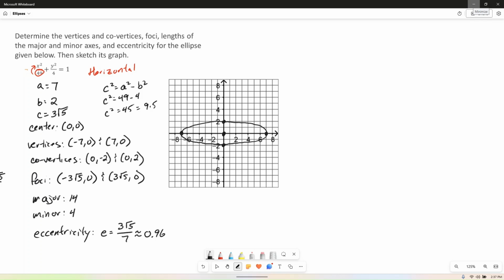Looking at that graph, it is oriented horizontally because it's much longer horizontally than it is vertically. That shows up in our eccentricity being closer to 1, because it is quite a bit wider than it is vertically tall. That's where we see this horizontal orientation in our ellipse.